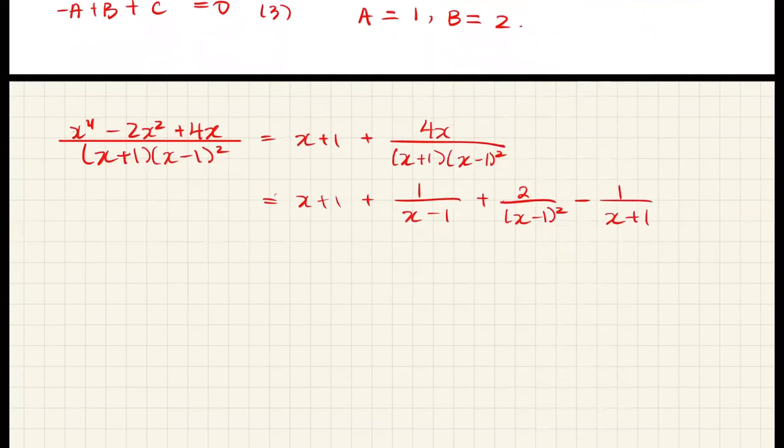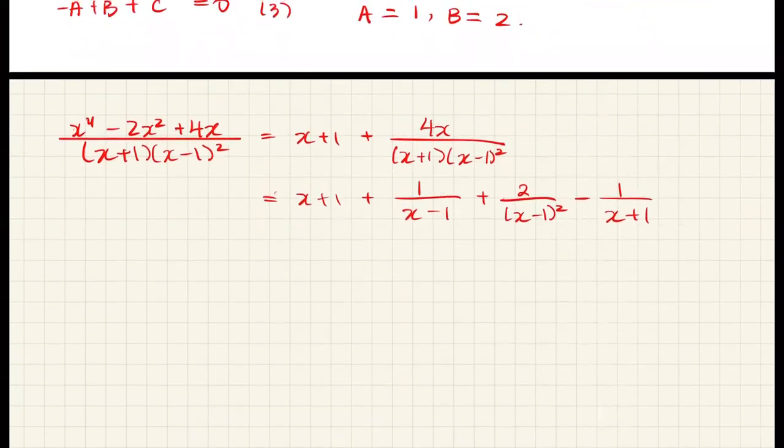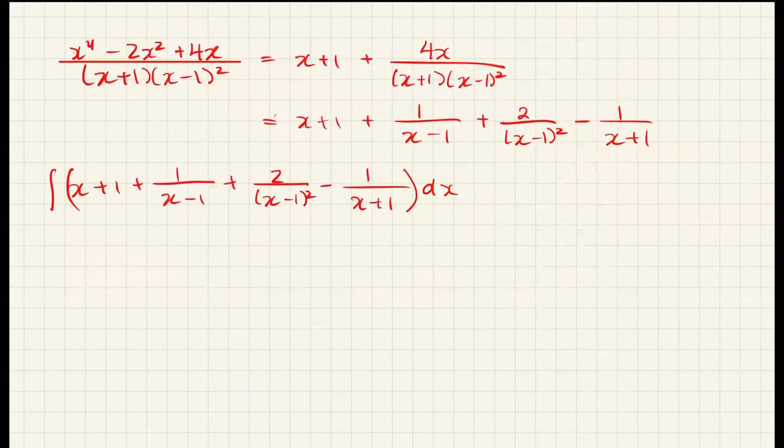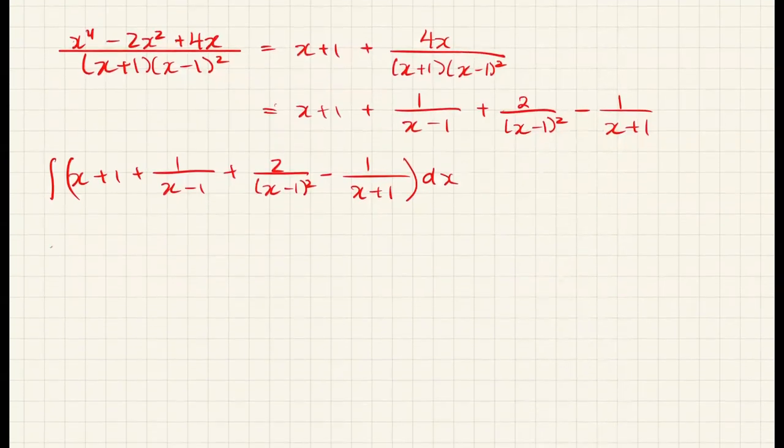And now we would just have to integrate on both sides. So we integrate x plus 1 plus 1 divided by x minus 1 plus 2 divided by x minus 1 squared minus 1 divided by x plus 1 dx. The whole thing is d. And so we would just compute this. So we would get half x squared plus x plus the ln of x minus 1.